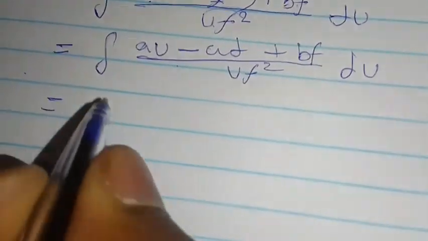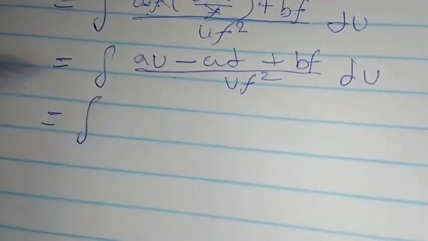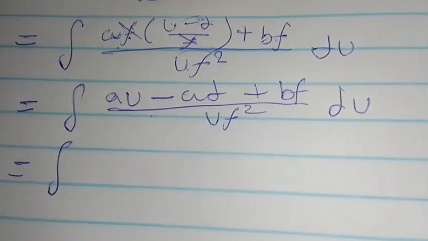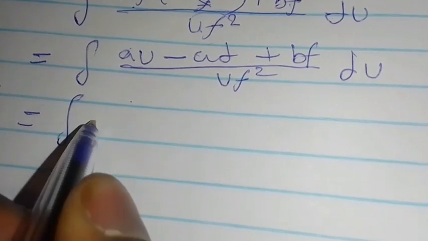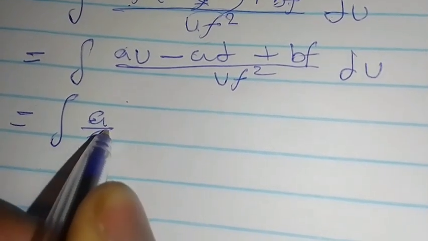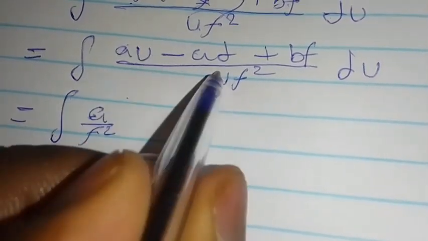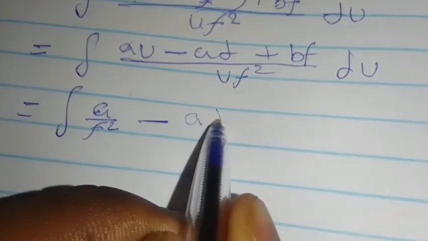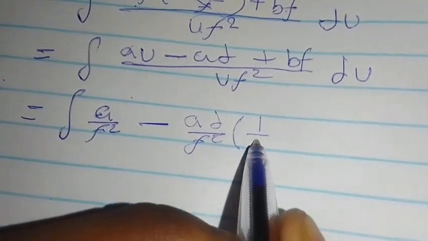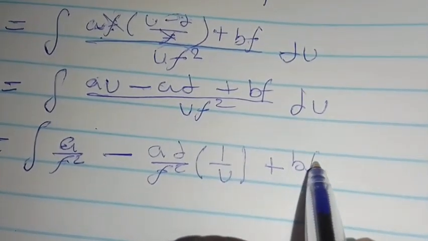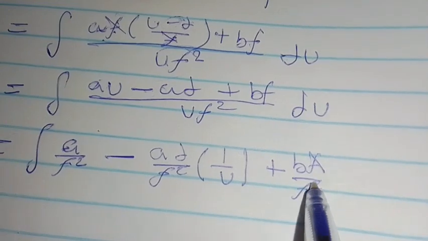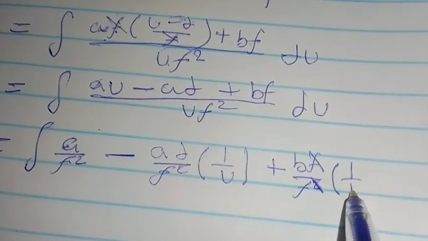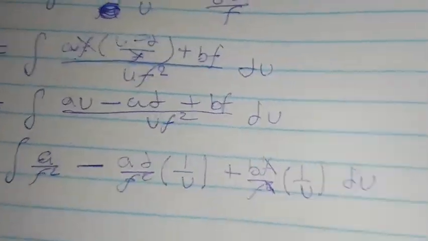Now you're going to separate this and write it in a form you can integrate directly. I'm going to separate each term. So I have a over f squared, since u cancels with u in this term. Then you subtract ad over f squared, and you still have 1 over u on that. And then you have bf over f squared. This f will cancel one f from the square, and you'll just have 1 over u like this. And you show that you are deriving with respect to u.